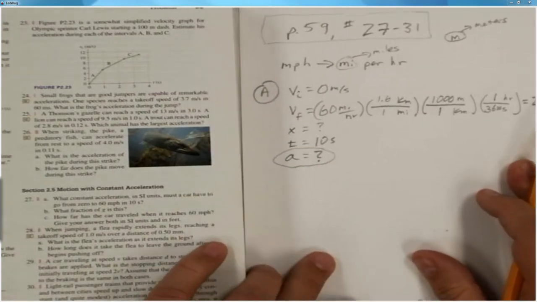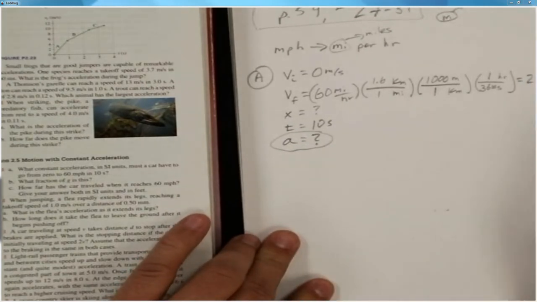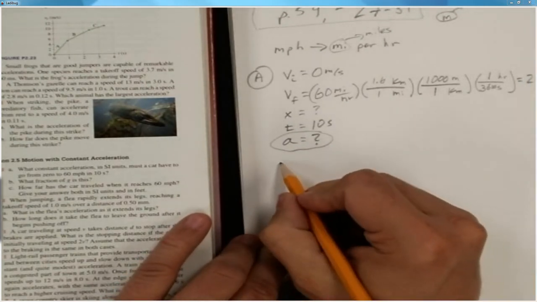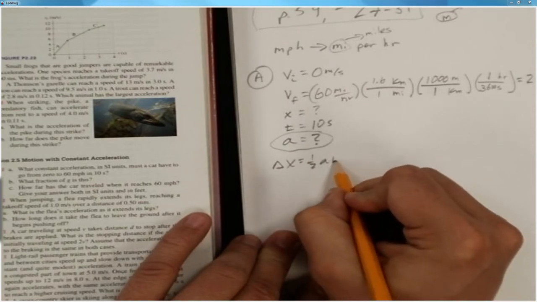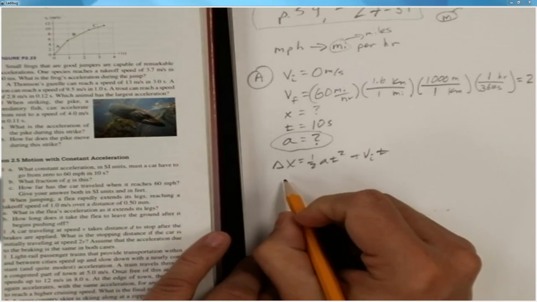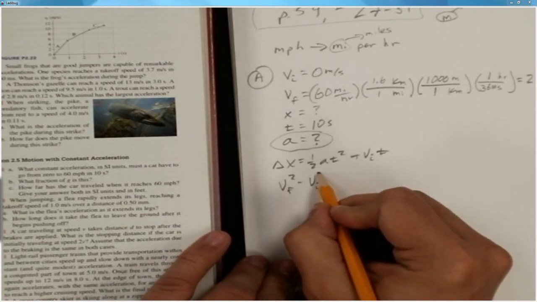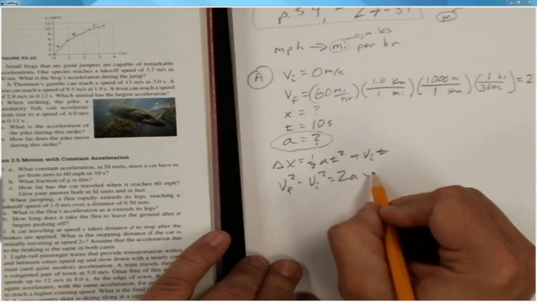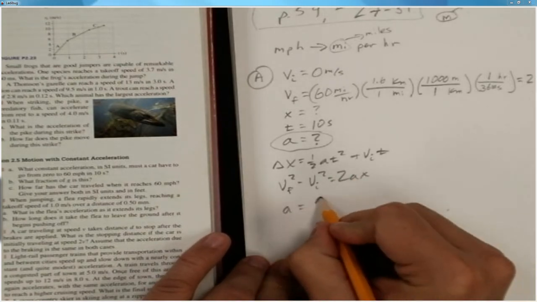Then I write down my kinematic equations. So that's my first step. Second step is write down my kinematic equations and pick through them. My kinematic equations are delta x equals 1/2 at squared plus v initial times time. And then I have vf squared minus vi squared is equal to 2ax. And then I have the definition of acceleration.